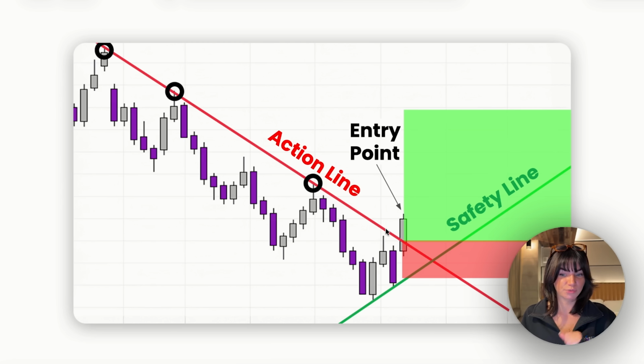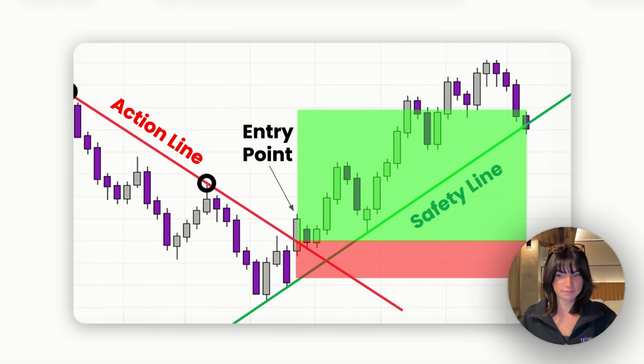Let's see how price action reacts to this safety line. Boom. Price is breaking through this upward trend line, which is called our safety line. This is our indication to exit. This is our exit point, time to close our trade and take our profits here.